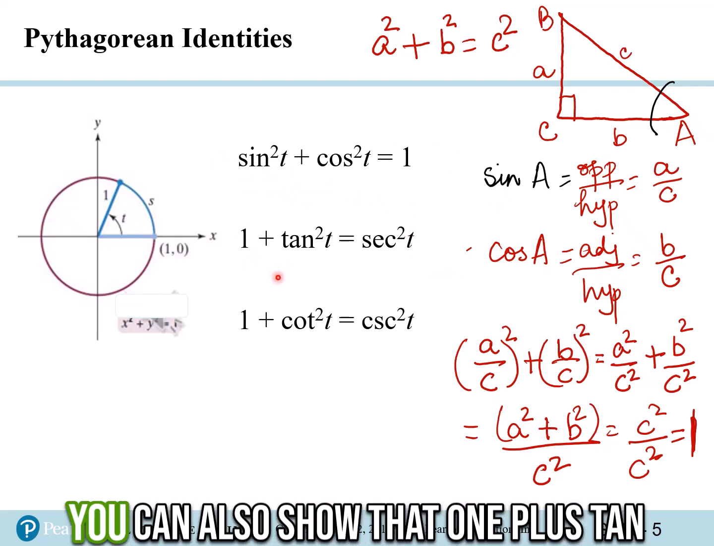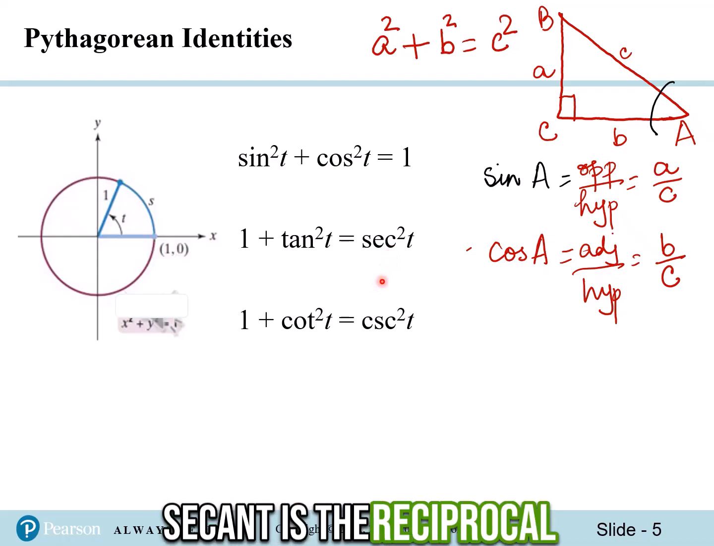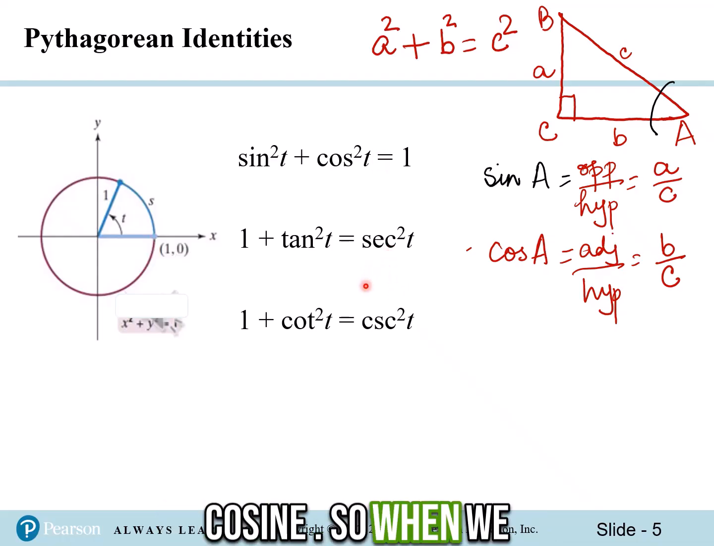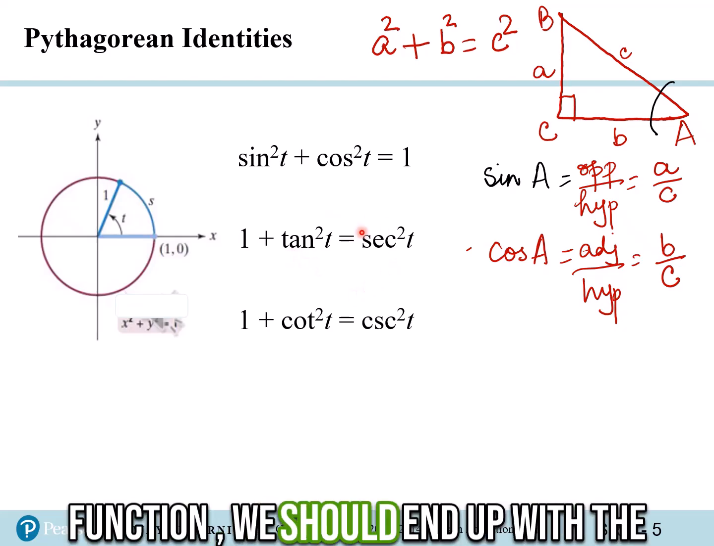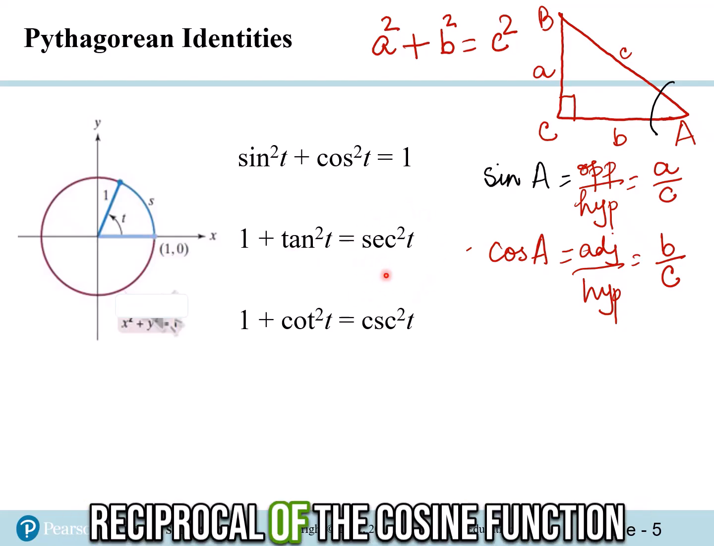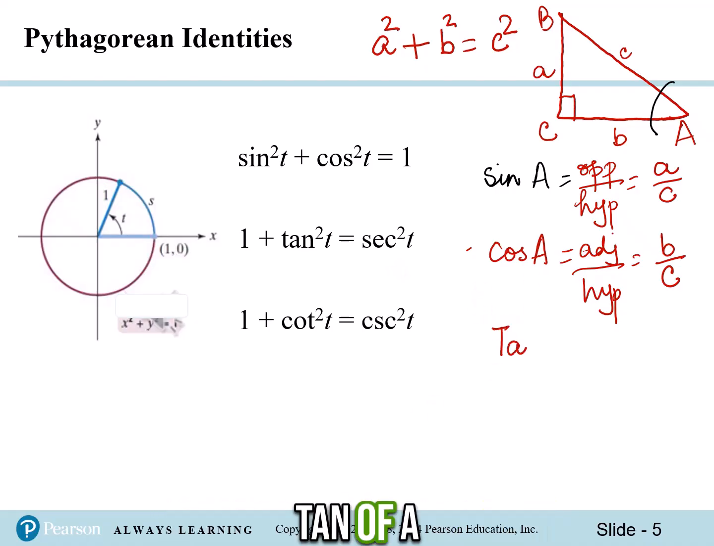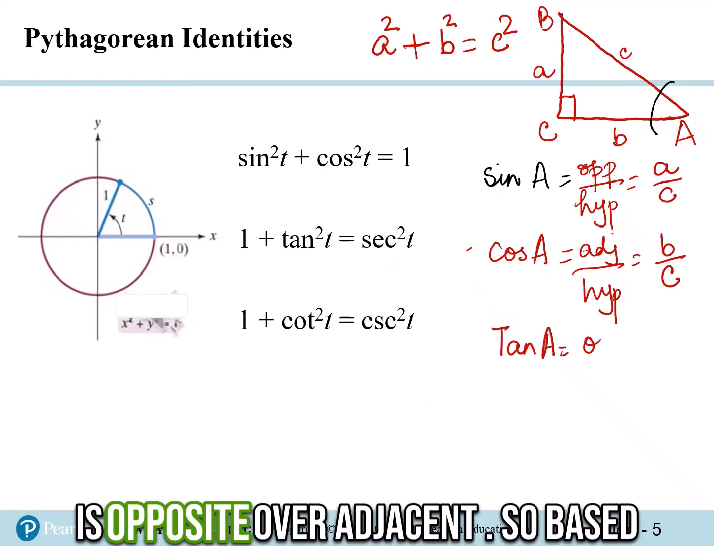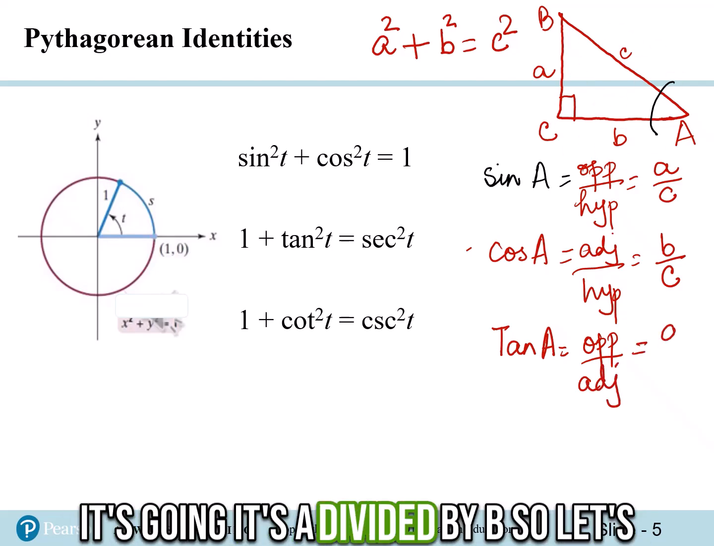In the same way, you can also show that 1 plus tan squared t equals secant squared t. Now, secant is the reciprocal of cosine. When we add 1 to the square of the tan function, we should end up with the reciprocal of the cosine function squared, correct? So tan of A is opposite over adjacent. So based on this picture of this triangle here, it's A divided by B.